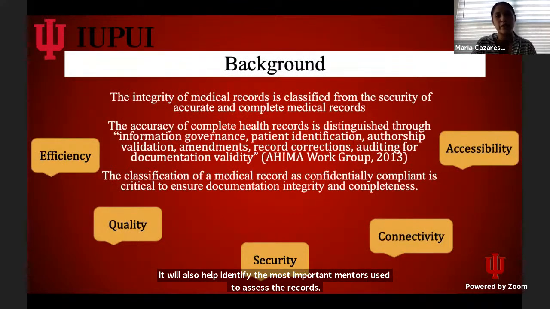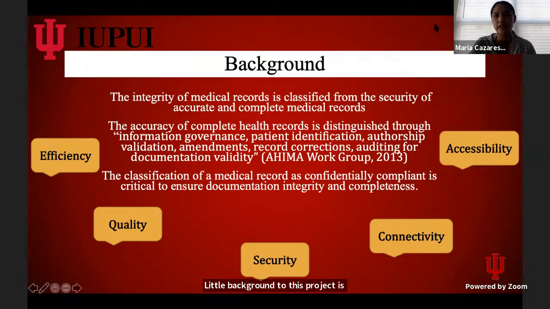A little background to this project: the integrity of medical records is classified from the security of accurate and complete medical records. The accuracy of complete health records is distinguished through information governance, patient identification, authorship, validation, amendments, record corrections, and auditing for documentation validity, as referenced through the HIMA work group. Classifying a medical record as confidential and compliant is critical to ensuring documentation integrity and completeness. Some of the criteria measures that assist with defining a medical record as complete are its efficiency, quality, security, connectivity, and accessibility.